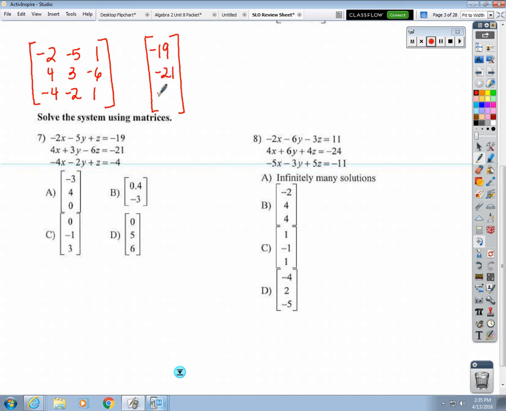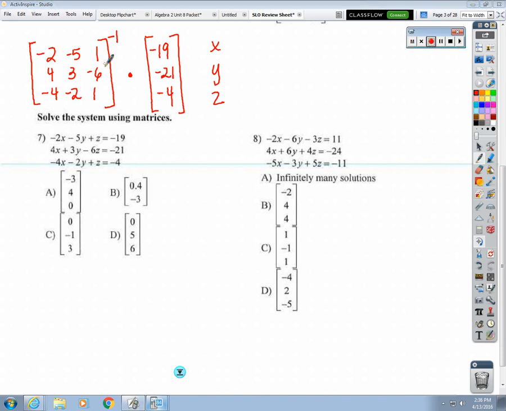And then over here in the constant matrix, -19, -21, -4. Now, to find your answer, which is going to be your x, y, and z for the problem, you take this matrix, type it in, and take the inverse of it, and then multiply it by this matrix. So go ahead and take a minute, type that in.